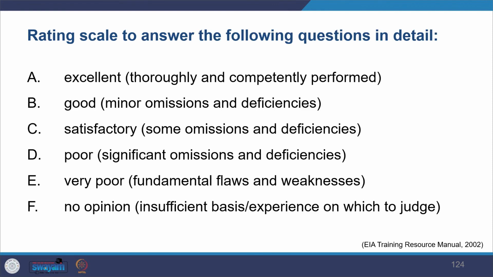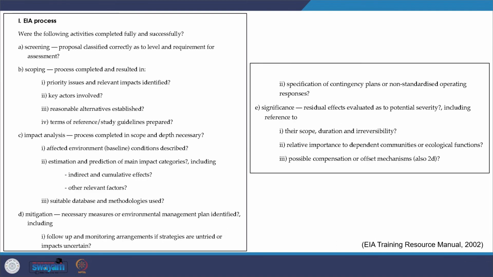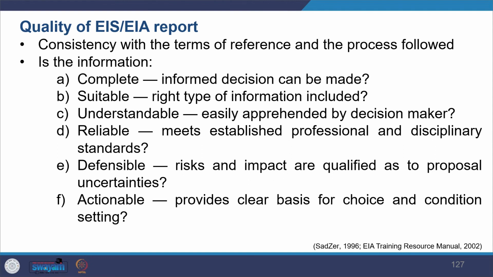And this is another scale which you can see, where the report can be evaluated as excellent, good, satisfactory, and so on. The process itself ensures EIA quality. So you can see how screening, scoping, impact analysis, mitigation, and significance are handled, and whether the entire process has been carried out properly or not would also help you review the quality of the EIA. So here is another scale which you can see for the EIA report.